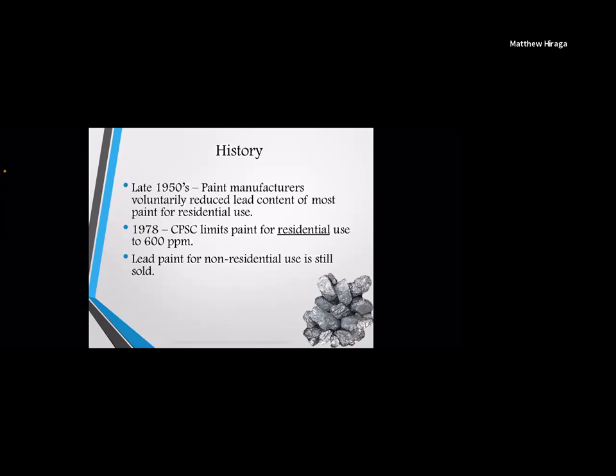In 1978, and this is a key year to remember, 1978 was a big changing point for hazardous materials like lead and asbestos. This is where they started to regulate it. This is where they said, okay, you're regulating it to 600 parts per million. And that's back in the 70s. Still dangerous, still hazardous, could still kill you, but it was a step in the right direction.